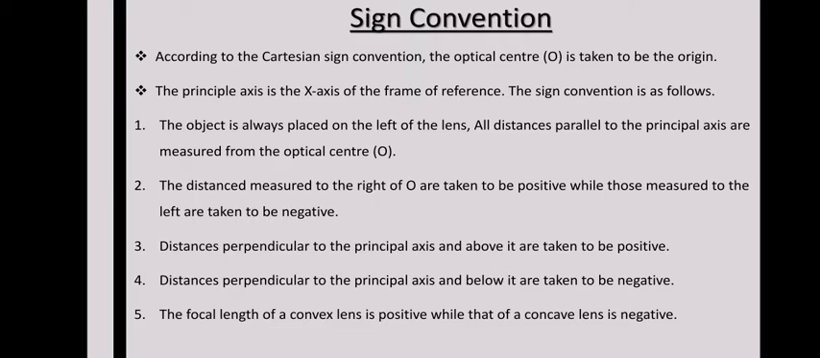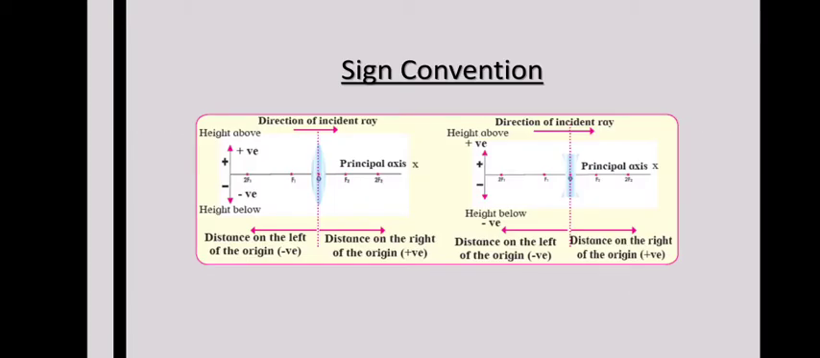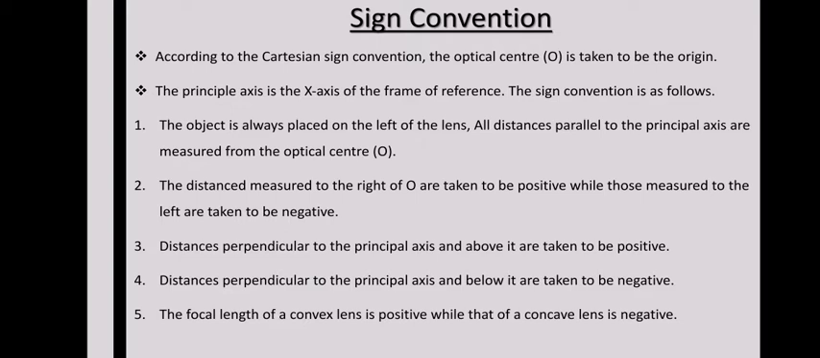Distances perpendicular to the principal axis and above it are taken to be positive. Means here or above it, they are positive, and below it will be negative. Followed? Distances perpendicular to the principal axis and below it are taken to be negative.